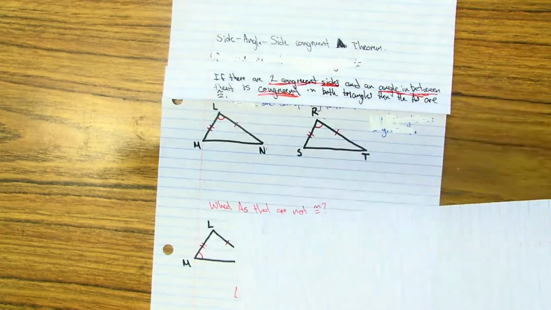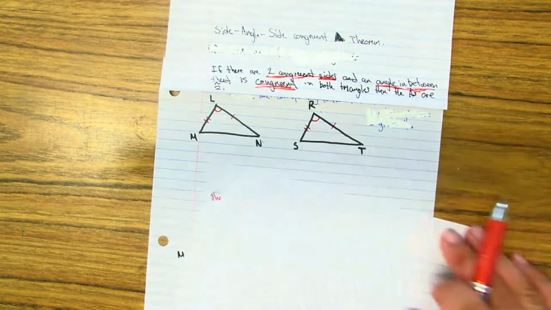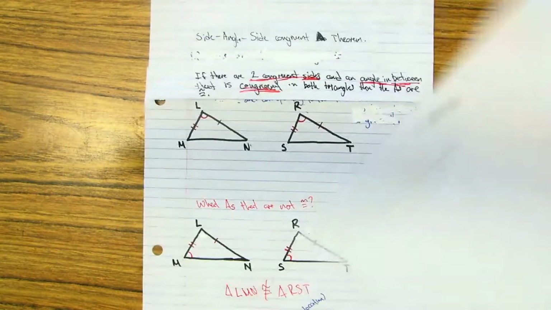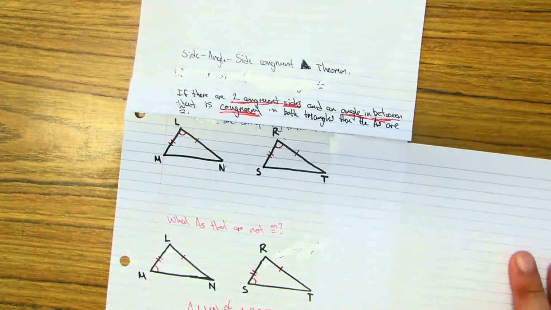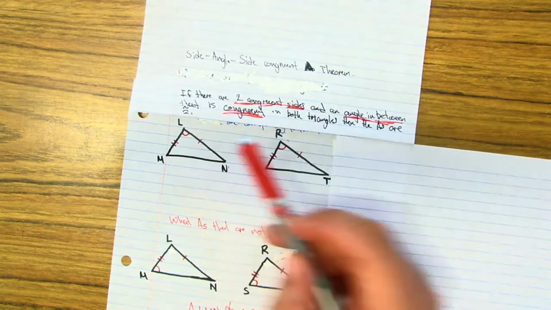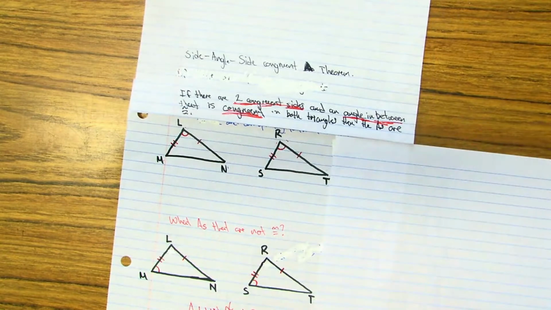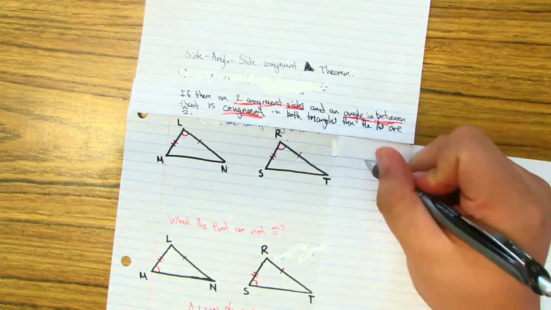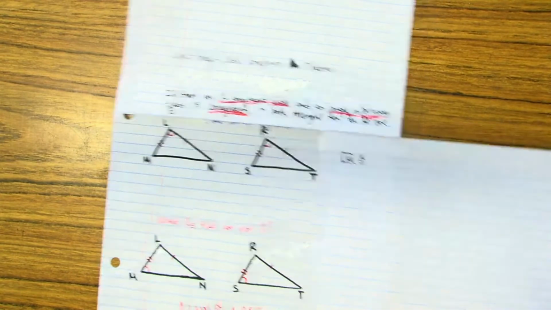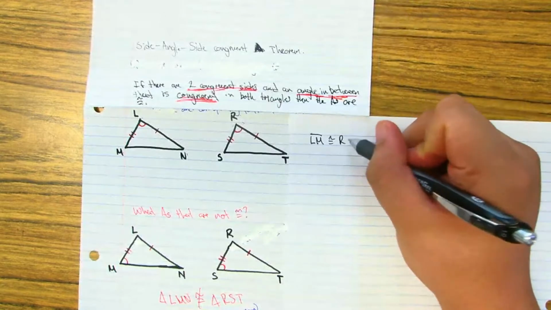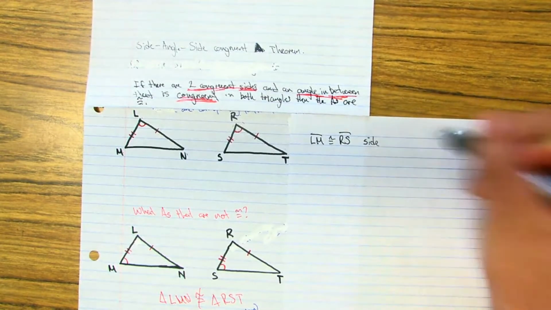Okay, so let's look at example number 1. Here, example number 1 is given. What do we see here? We see two sides that are congruent, right? We see LM and RS that are congruent. We're going to write that down: LM is congruent to RS, segment RS. That is side number 1.